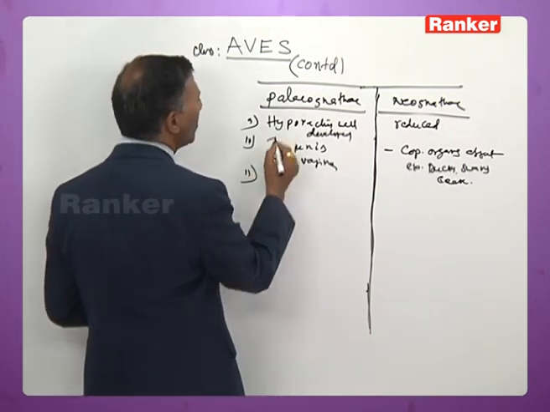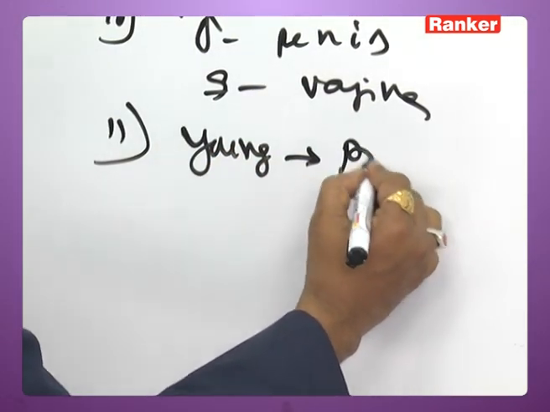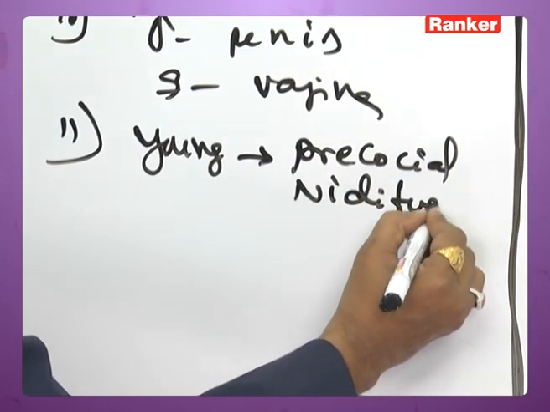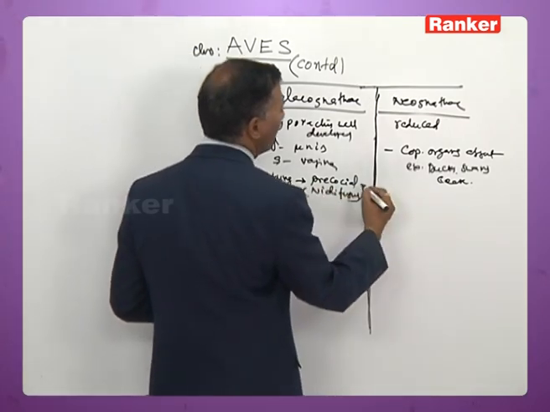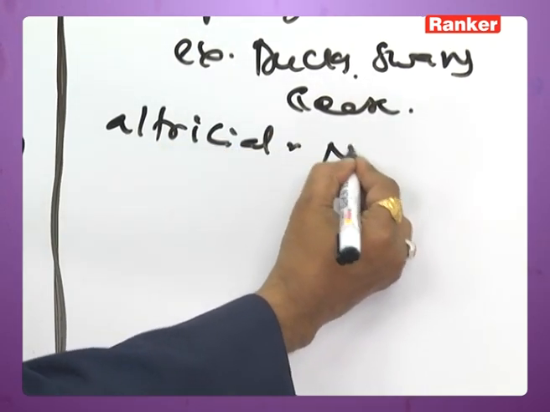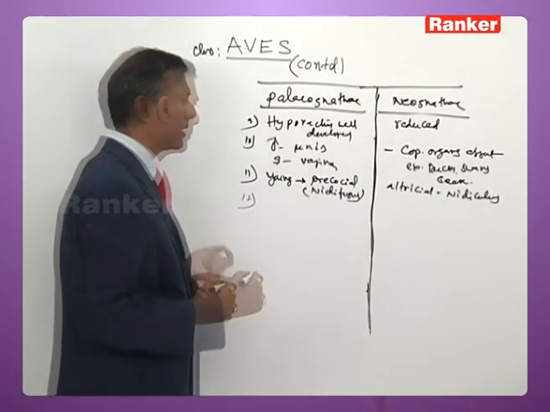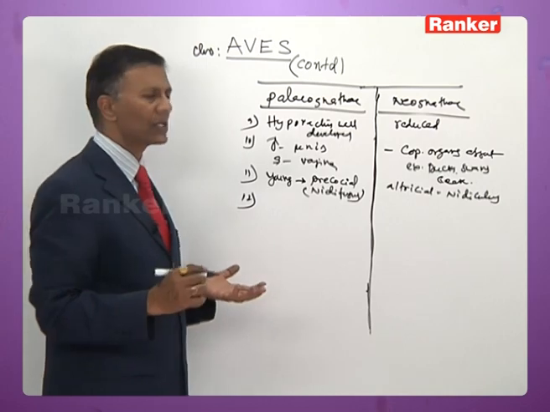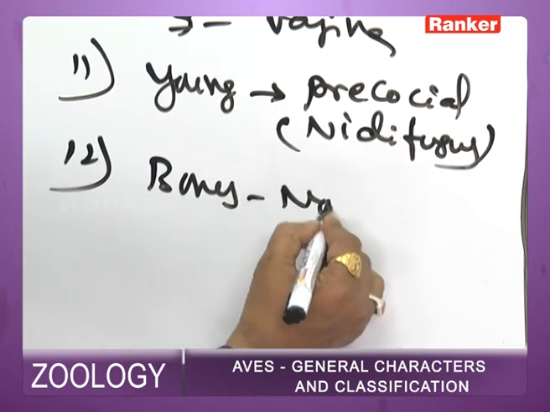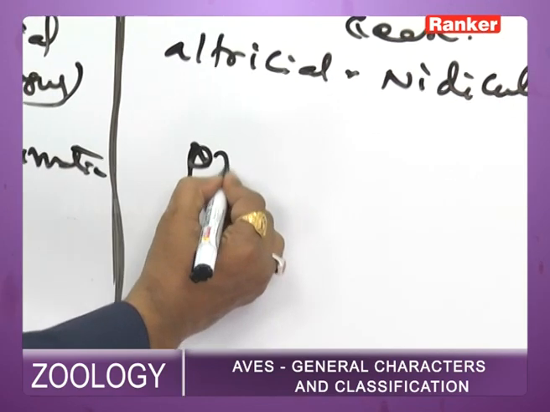The next one: the young ones of flightless birds are called precocial or nidifugous, whereas the young ones of flight birds are called altricial or nidicolous. Then the other characters with regard to internal modifications: in flightless birds the bones are non-pneumatic, whereas in flight birds they are pneumatic.